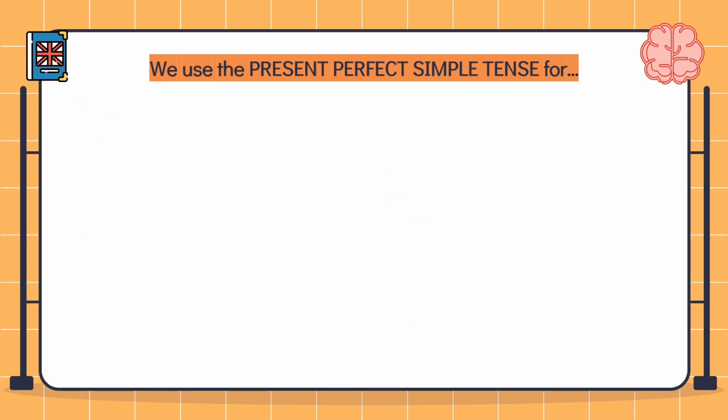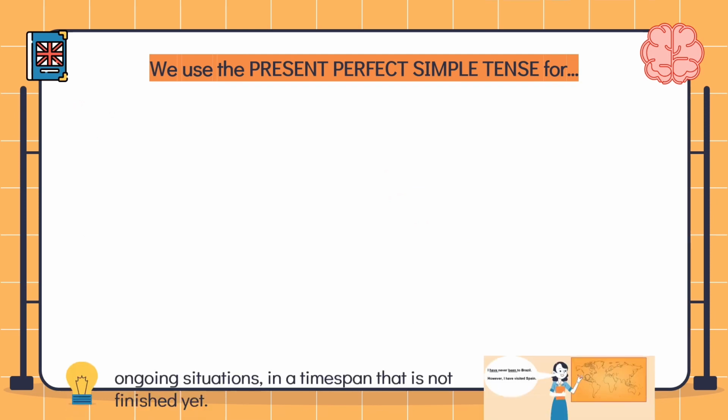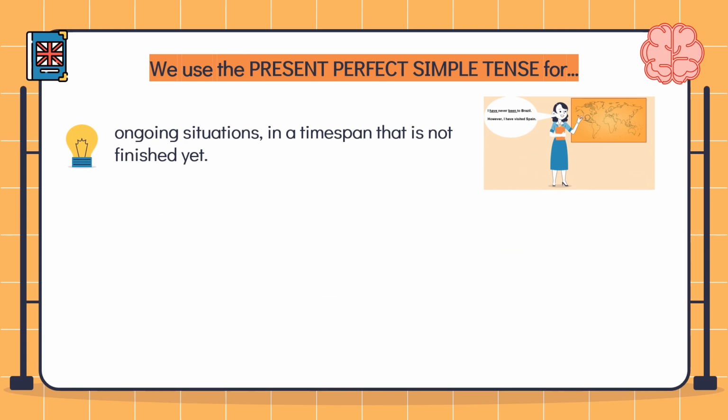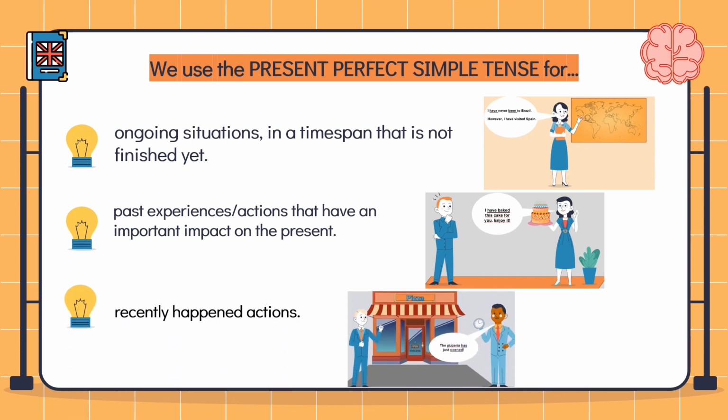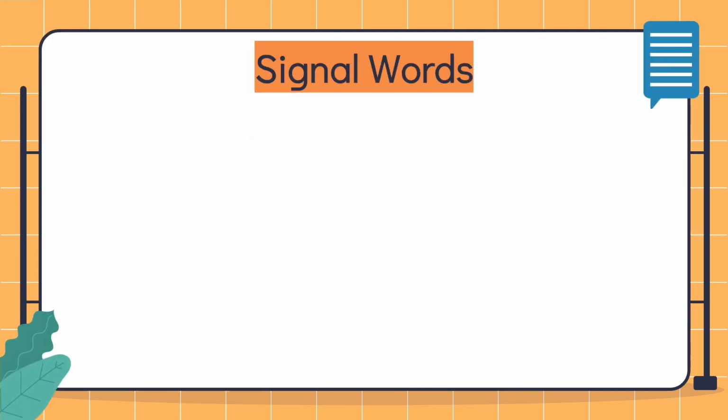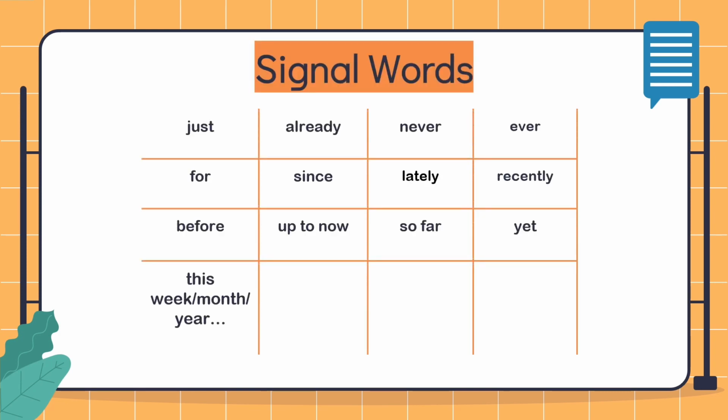So let's revise. We use the present perfect simple tense for ongoing situations in a time span that is not finished yet, for past experiences or actions that have an important impact on the present, and for recently happened actions. Certain signal words can help you to identify present perfect use. The present perfect signal words are just, already, never, ever, for, since, lately, recently, before, up to now, so far, yet, this week, month, year, and so on.